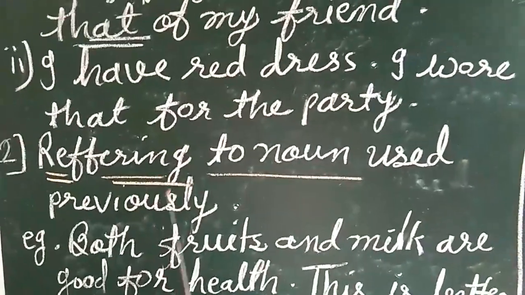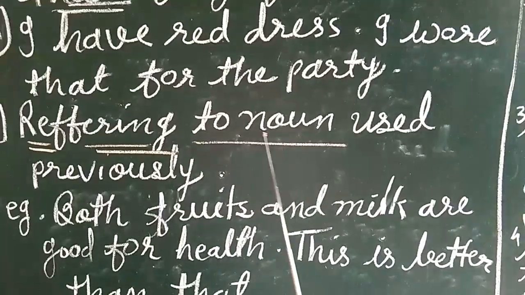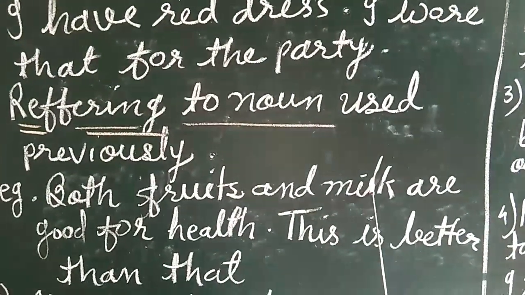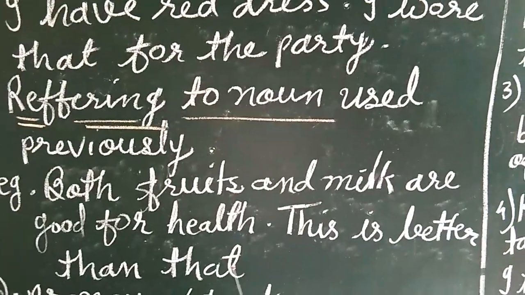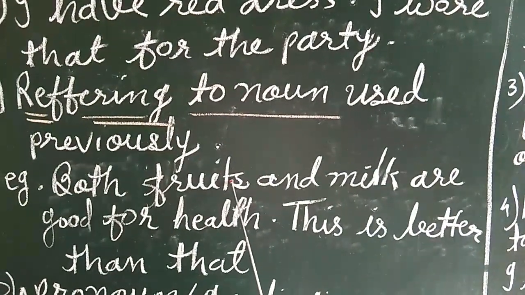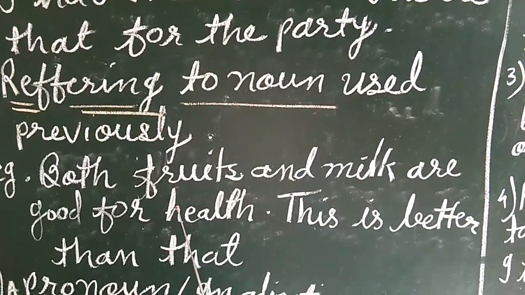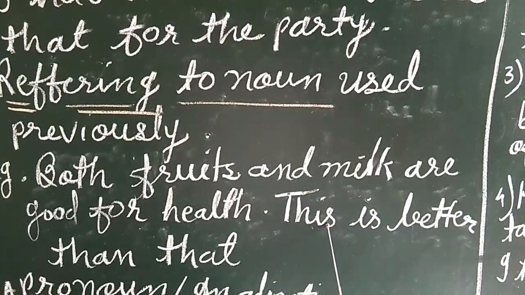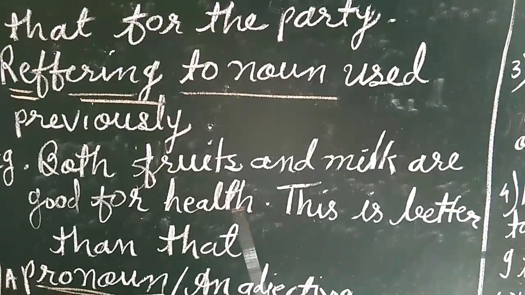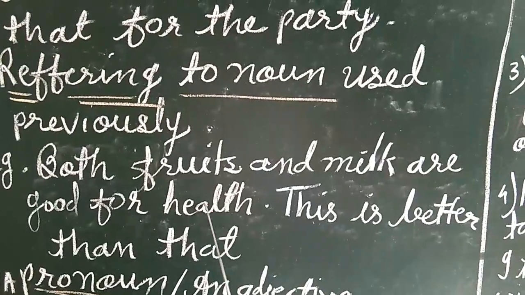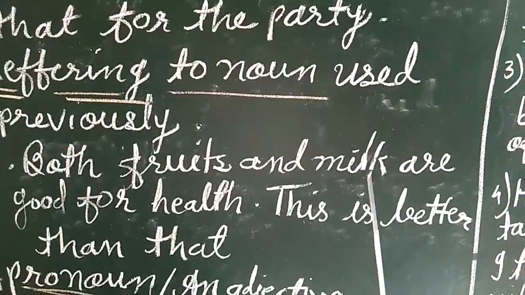Second, referring to a noun used previously. When we are talking about two things in a sentence, then this refers to the latter thing and that refers to the earlier thing. Both fruits and milk are good for health, but this is better than that. So that is used for the first, earlier thing, and this is used for the second thing.